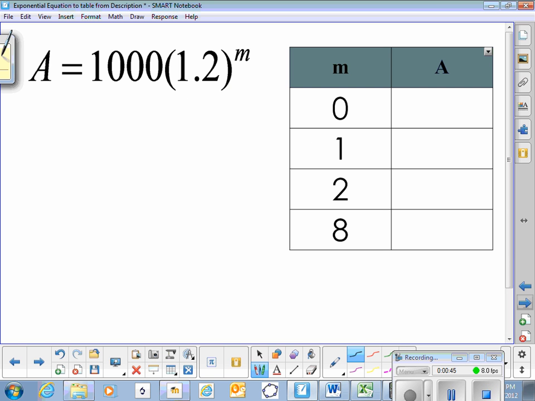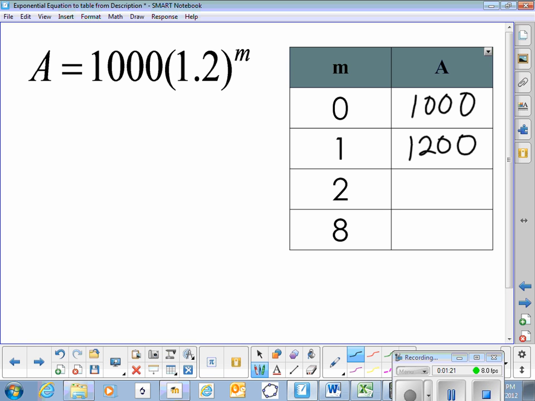So to fill out a table that has the number of months in one column, we could fill out the other column. Well, month 0: 1.2 raised to the 0 is 1, so 1,000 times 1 is 1,000. 1,000 times 1.2 raised to the first power, which is just 1.2, so this one is 1.2 times 1,000, or 1,200.